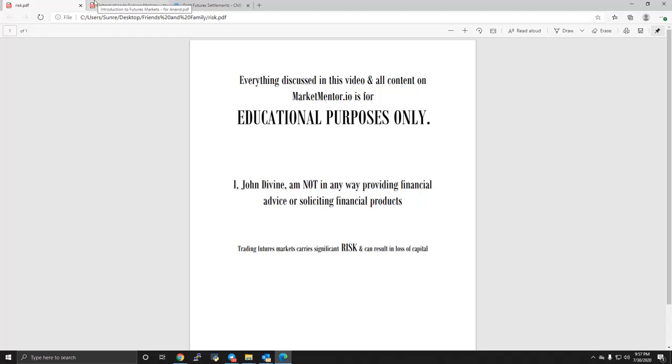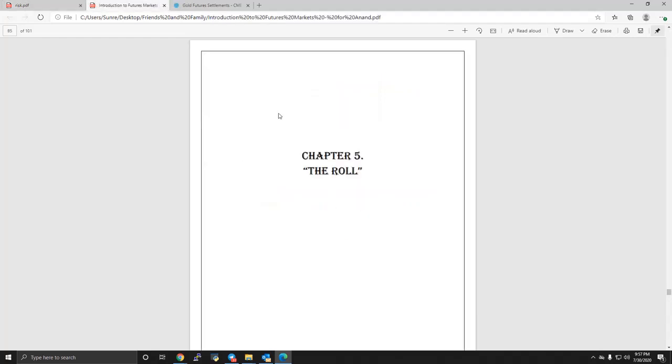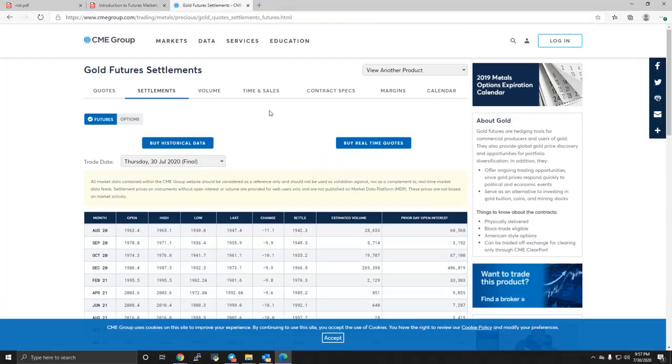So we'll turn our attention right now to the book, Chapter 5, titled The Roll. It covers this topic in depth and should assist in fully grasping it, but having a visual demonstration here will be helpful in really solidifying your understanding. So let's stick with gold as we have been, to keep it consistent.